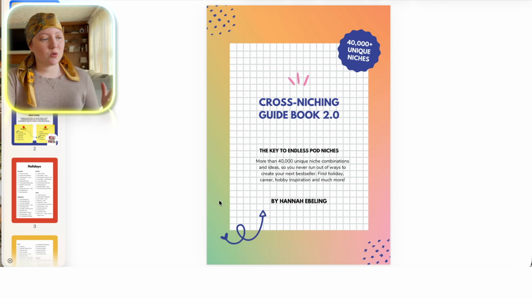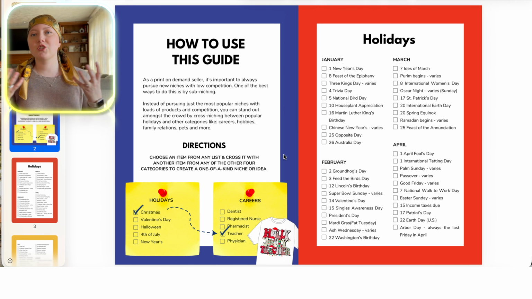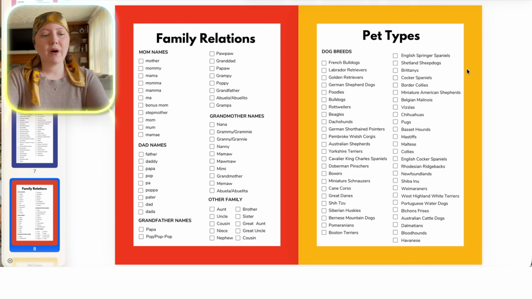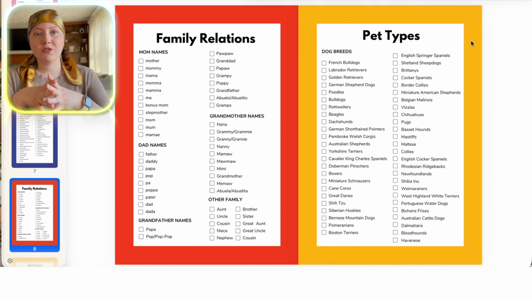Now, the way that this works is you are going to take two really popular niche categories. So for example, I said I want to make some kind of like back to school teacher items. Well, I'm going to take that and I am going to cross it with another niche. Now, that other niche could be a category like careers. It could be a category like hobbies. So maybe a teacher who plays pickleball or a teacher who loves music, things like that. But the one that I think I want to pursue today that I think could make really, really fun mug designs is some kind of pet type.